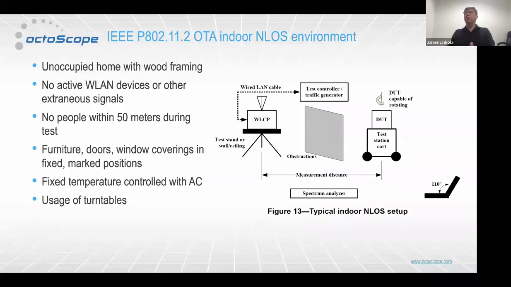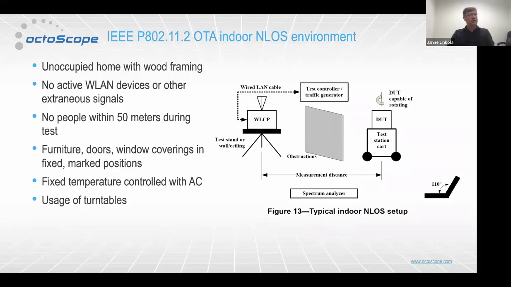So, a moved couch might block the line of sight visibility in a test link. There might be some reflections coming off a stainless steel appliance if it's changed, etc. They go on further to talk about air conditioning. You should fix the temperature. You should fix the moisture of the air to within a certain range, and they go to great lengths to describe the usage of turntables.